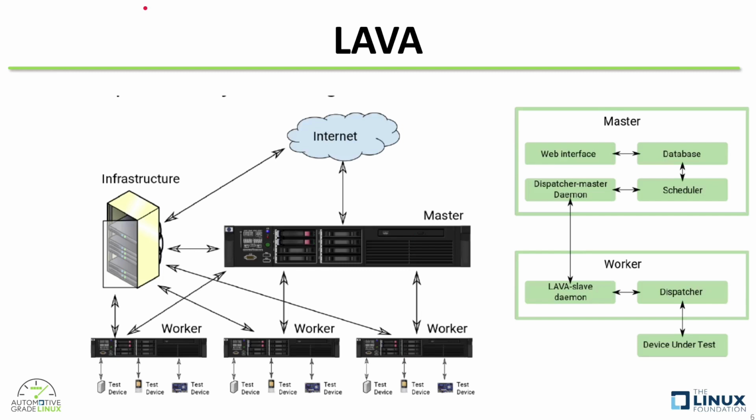This is how Lava is set up. We have the scheduler, which can be somewhere in the internet. And down there, we have then a worker, which is the PC that's directly connected to the device under test. Usually that involves serial and network. And of course, we need some way to control the power.